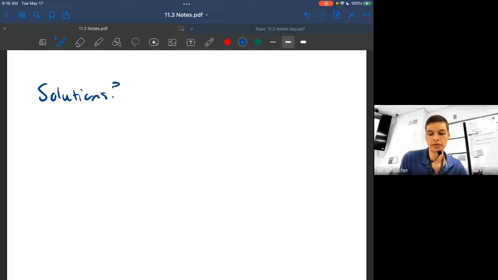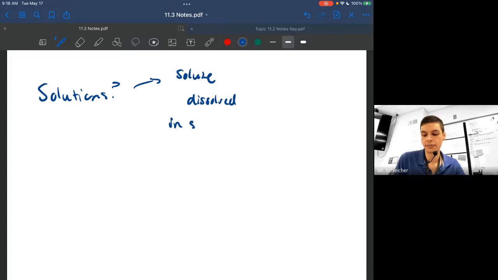What are solutions? There should be some sort of solute dissolved in solvent. So solute could be anything like salt or sugar, things like that can dissolve. And solvent, probably something more like water.